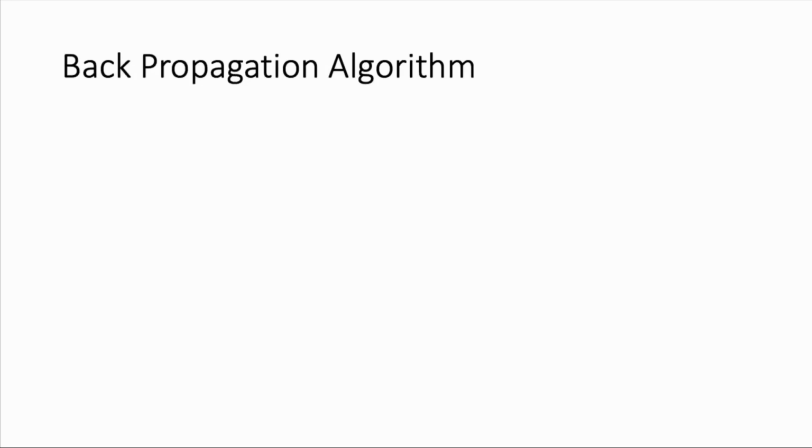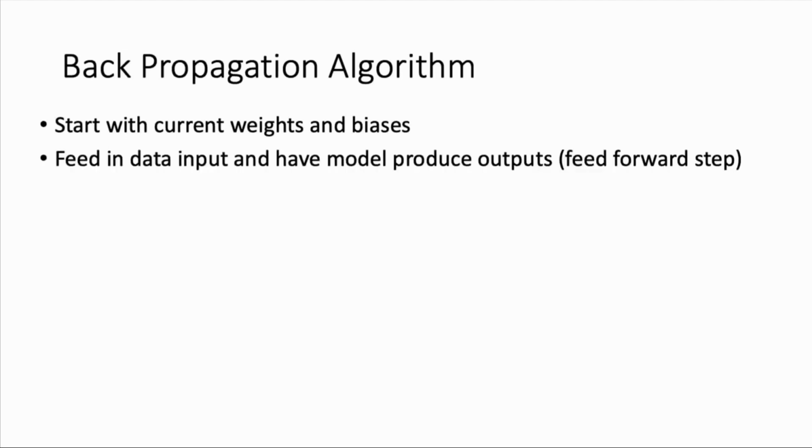The steps for backpropagation go like this. We start with initial values for all the weights and biases in our network. If we're just starting out training from scratch, they could be initialized to random values. We feed our training data to our model and have our model produce outputs for each training example. This is also called the forward propagation or the feed-forward step.